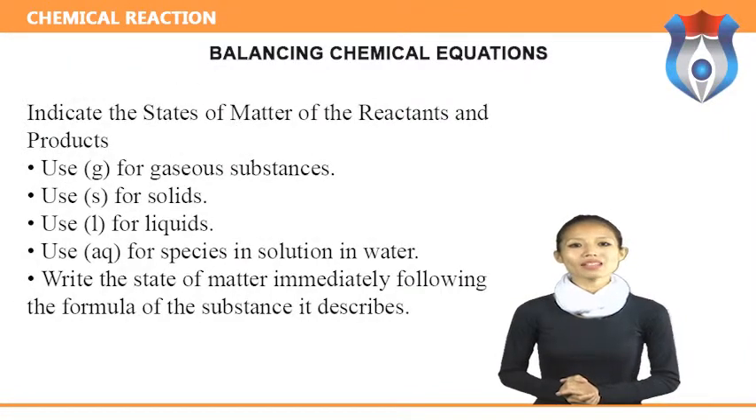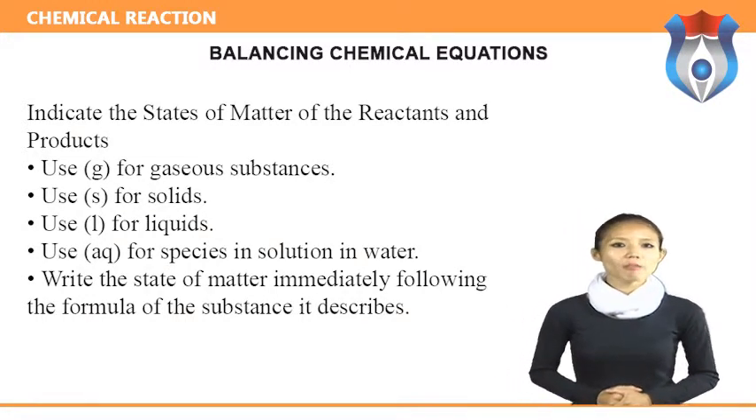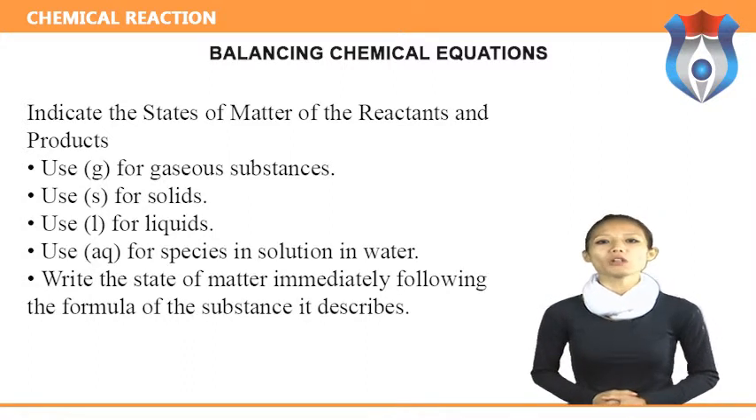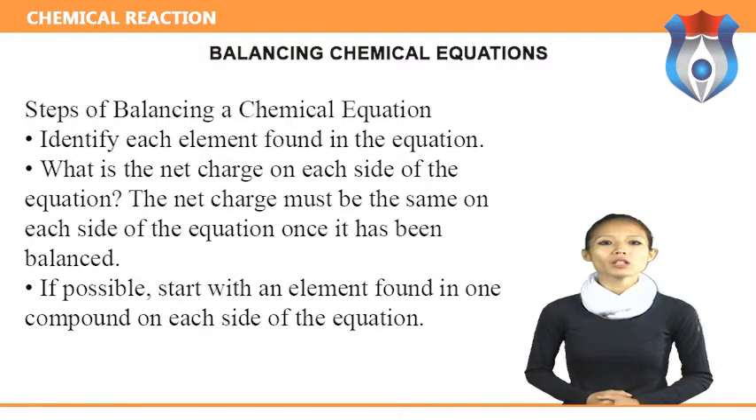Indicate the states of matter of the reactants and products. Use g for gaseous substances, use s for solids, use l for liquids, use aq for species in solution in water. Write the state of matter immediately following the formula of the substance it describes. Steps of balancing a chemical equation.